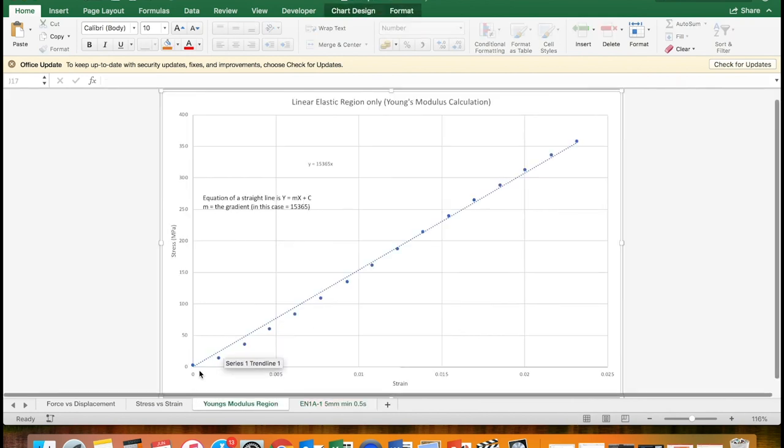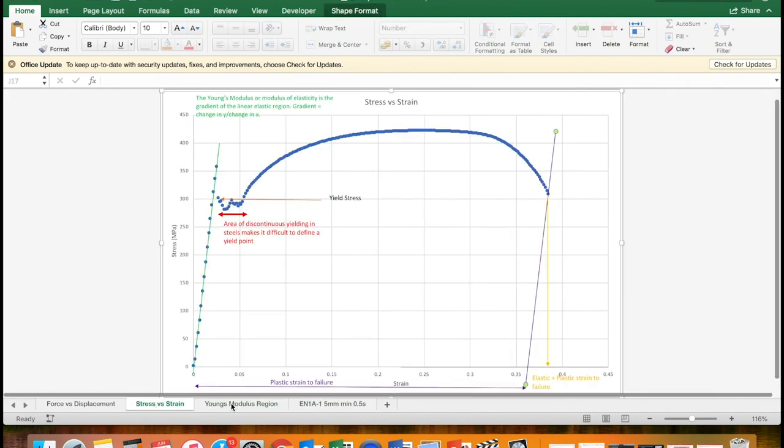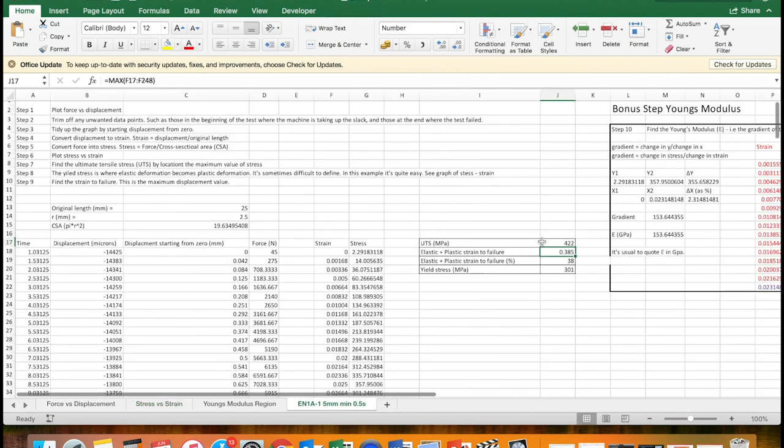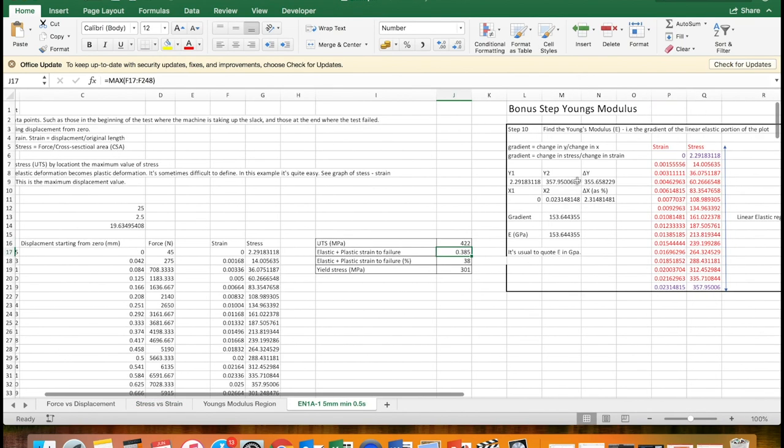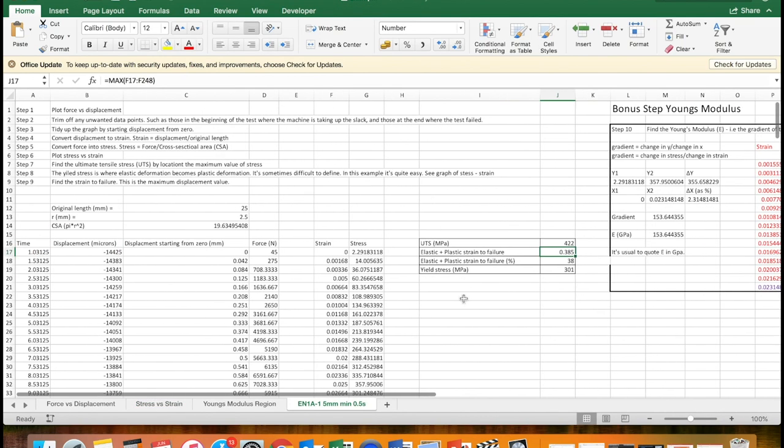What else can I say? We won't talk about Young's modulus yet in this particular case, but this is a way of working it out here. So hopefully that was useful.